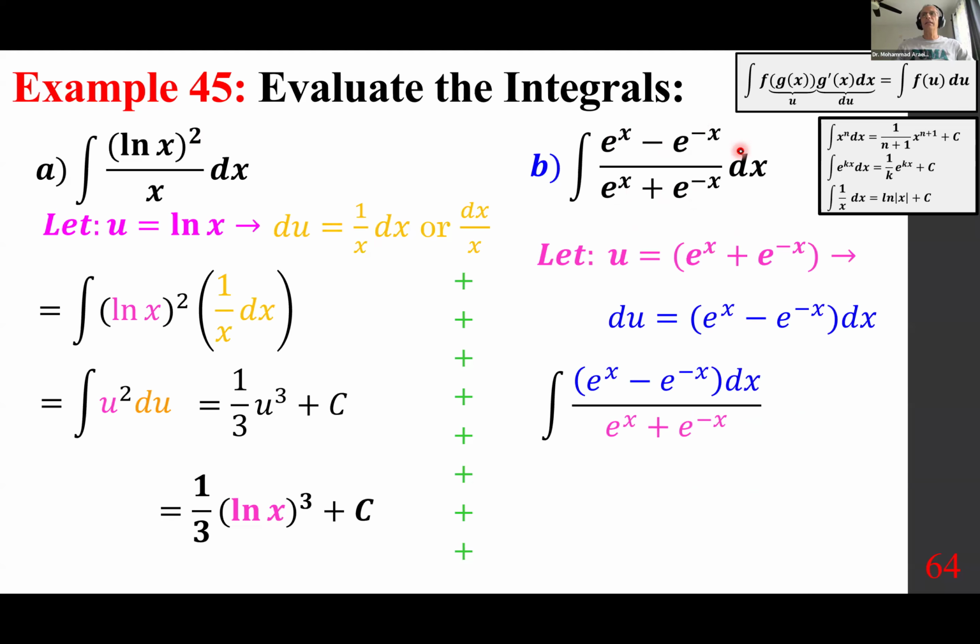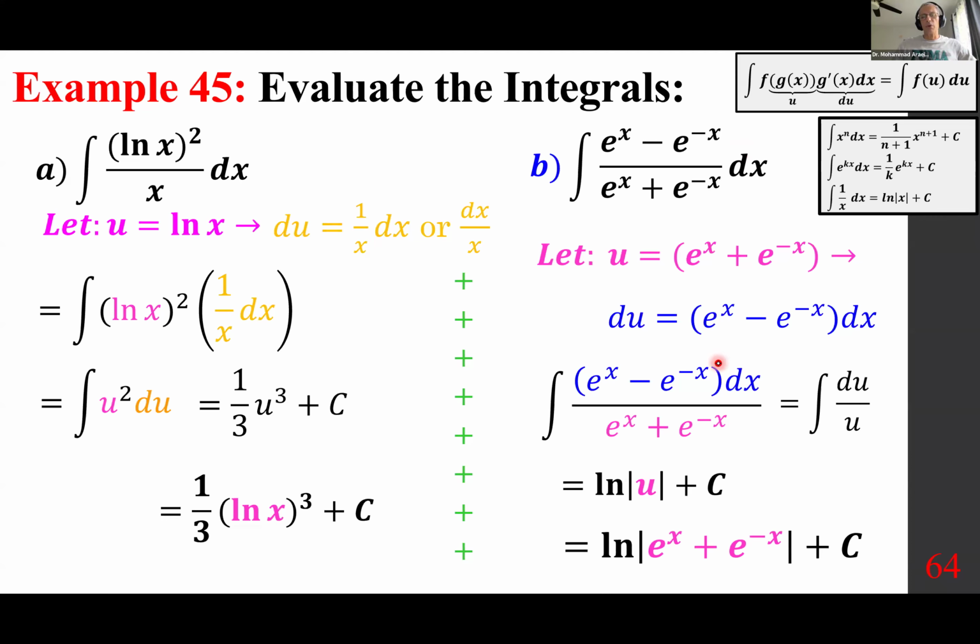So we are looking at the integral of du over u, which is again natural log. And you replace the u, you get natural log of e to the power of x plus e to the power minus x plus a constant. One thing I want to add is that we always put this in absolute value. However, if you know this is positive, you can take it out. And by the way, e to the power of x plus e to the power minus x is positive. Think about the range of e to the power of x as well as e to the power minus x.